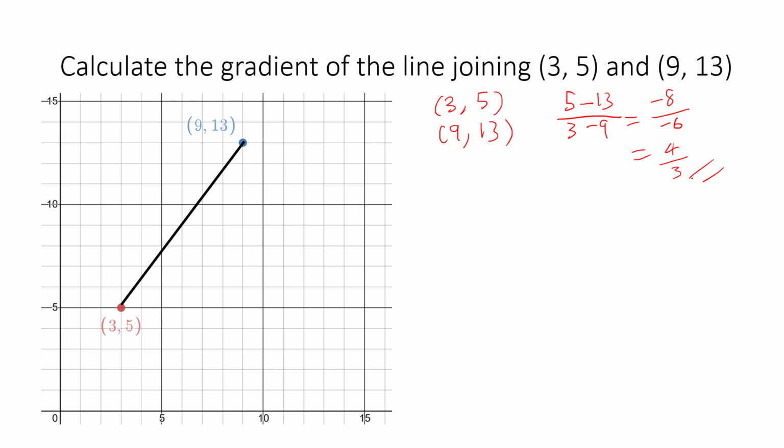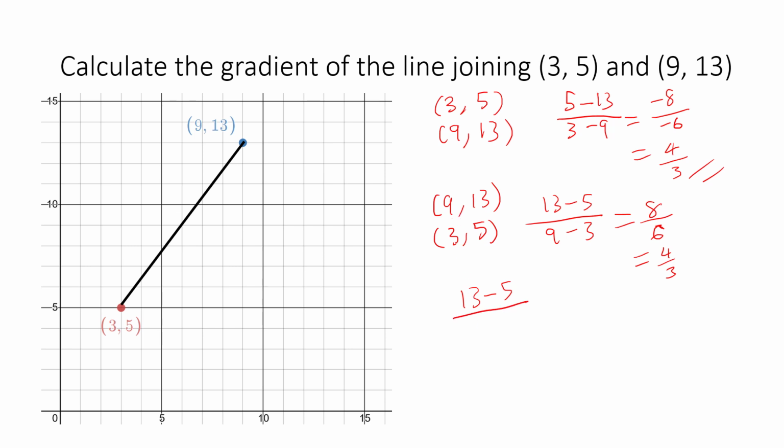That's all. So simple. Now, you might ask, can I write it like this: (9, 13) and (3, 5), then I take 13 minus 5 over 9 minus 3? And I will get the same answer. So actually you can. It doesn't matter which one you put on top and which one you put below. The important thing is, once you take 13 minus 5, you cannot then take 3 minus 9 for the x. This is wrong. Once you take the top minus the bottom, you cannot take the bottom minus the top for the x.